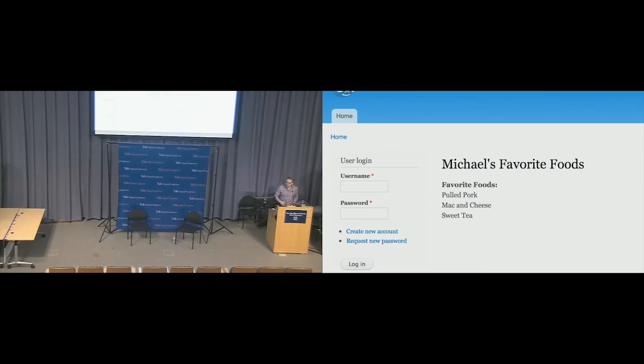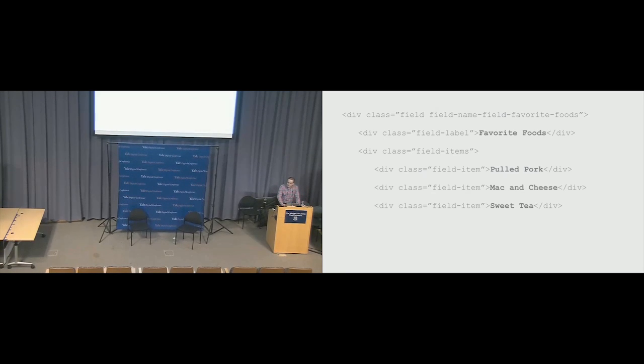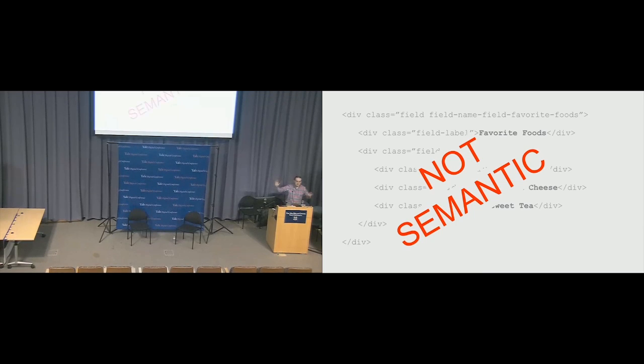For example, if I have a field for my favorite foods, and I'm from Georgia, my favorite foods are pulled pork, mac and cheese, and sweet tea. My out-of-the-box Drupal markup for that is going to be a wrapper around the whole thing, a div wrapper around my label, a wrapper around each field item, and then I close this out. The problem with this is that it is not semantic. There are divs everywhere. There are no headings. There are no list items. We actually want semantics here.